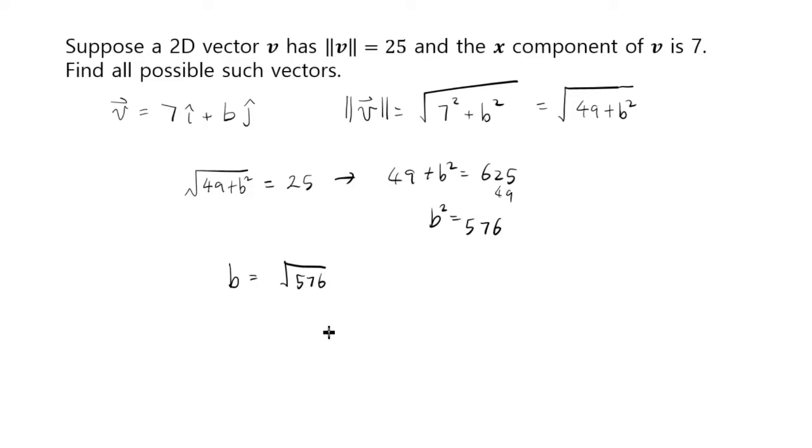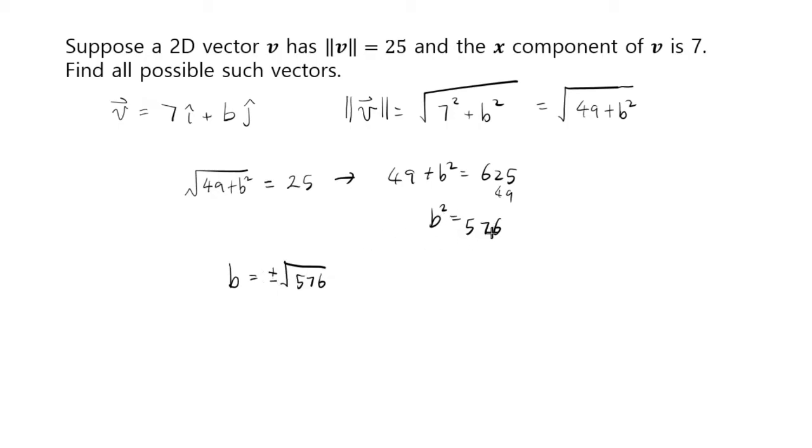Okay, not so fast. If this was just the Pythagorean theorem and you're trying to find one of the legs, then you would do this. But this is a vector. In a vector, you can have negative values. So you should actually put plus or minus.